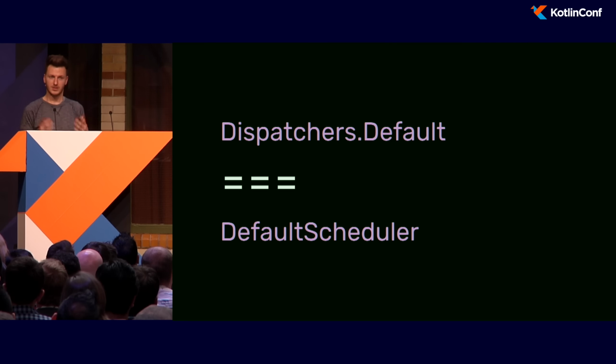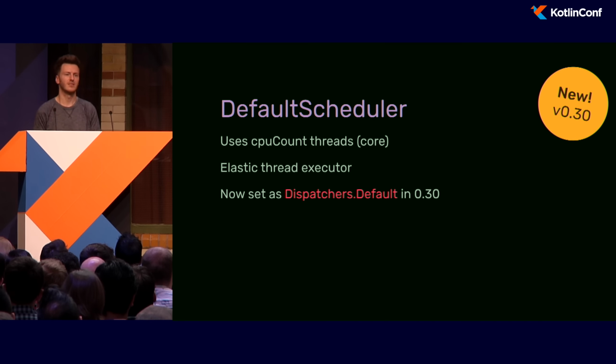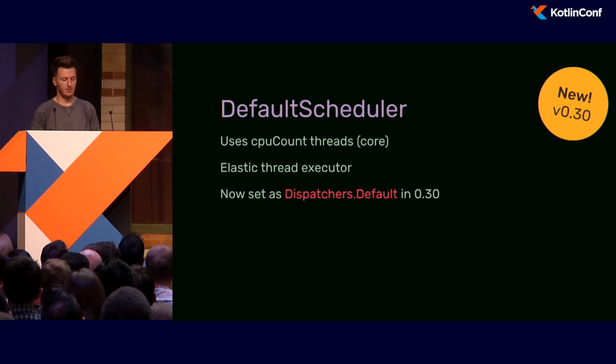The default dispatcher, which is called Dispatchers.Default, actually equals internally something called DefaultScheduler. That is new in, well, I think it was v0.25, but it's only become the default in v0.30. It uses CPU count threads. And so whatever the amount of CPUs you have in your device, that's how much parallelism the scheduler can use, with a minimum of 2. So you'll always have at least 2.